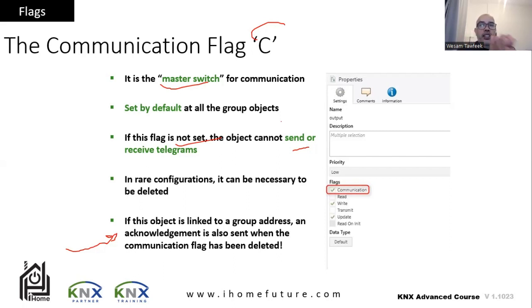So if the destination device sends a negative acknowledgement, then the bus will resend the telegram again. In this case, the system knows that it is intended by you, so it will send a positive acknowledgement also, to make sure that you are not sending the telegram again.